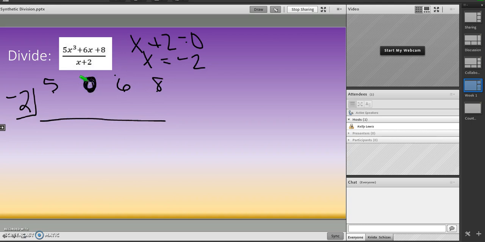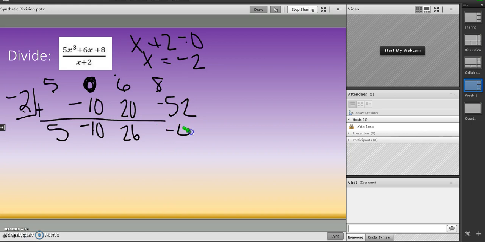And then the same things. So 5 plus 0 is 5. -2 times 5 is -10. 0 plus -10 is -10. -2 times -10 is positive 20, plus 6 is 26. -2 times 26 is -52. -52 plus 8 is -44. Okay, so this time we have a remainder.